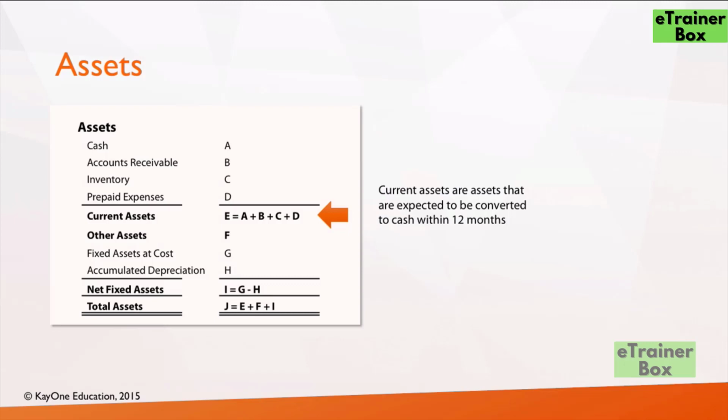Now, as per definition, current assets are assets that are expected to be converted to cash within 12 months from the date of the balance sheet. So whenever you're reading a balance sheet, the current asset component is very important because the more the current assets are, the more liquid the company actually is.